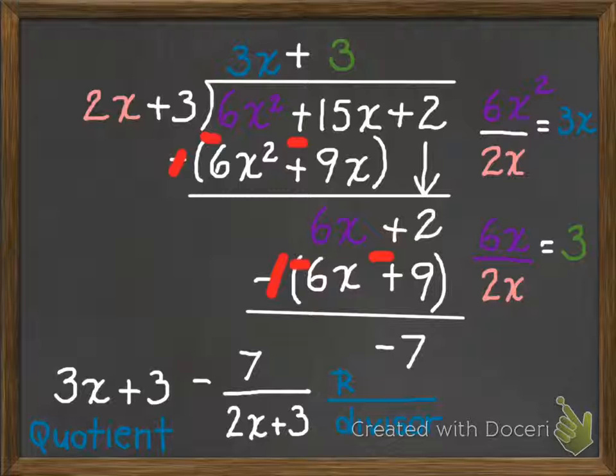How do we write our answer when we have a remainder? Well, first you write the quotient, which is the 3x plus 3. Then we put remainder over divisor. Our remainder is minus 7, so we have minus 7 over our divisor, which was 2x plus 3. And that's how we write our answer.